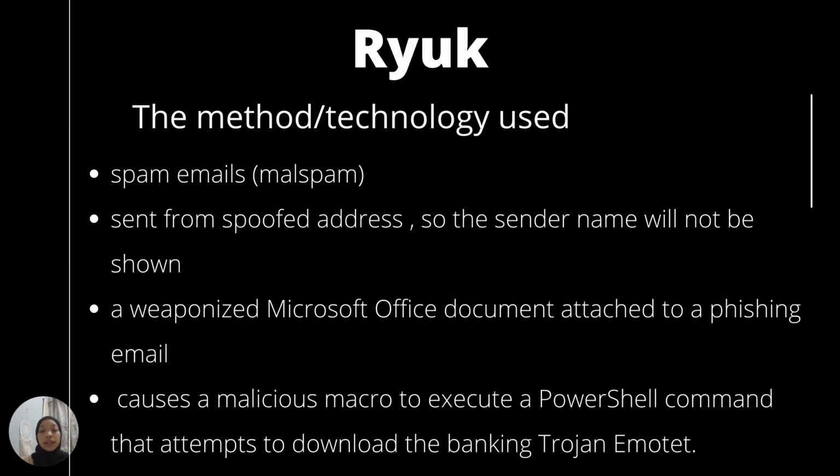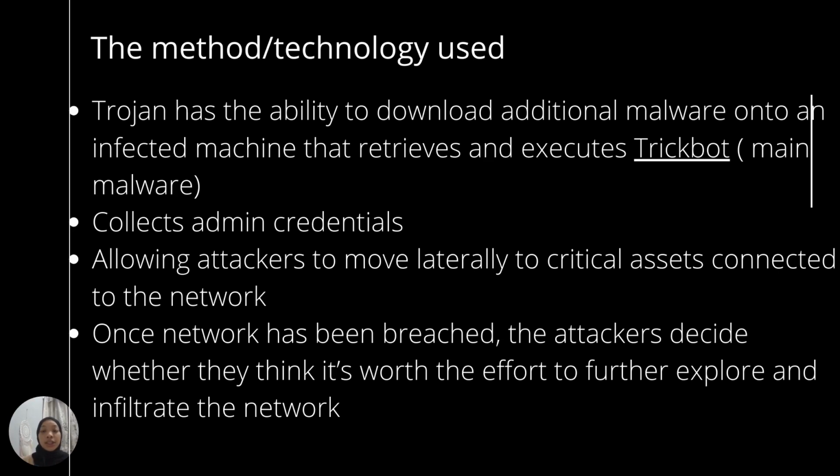A typical Ryuk attack begins when a user opens a weaponized Microsoft Office document attached to the phishing email. Opening this document causes a malicious macro to execute a PowerShell command that attempts to download the banking Trojan Emotet. This Trojan has the ability to download additional malware onto an infected machine that retrieves and executes TrickBot, of which the main payload is spyware.